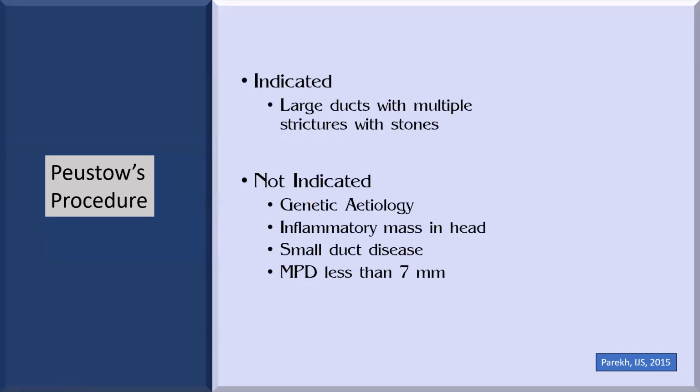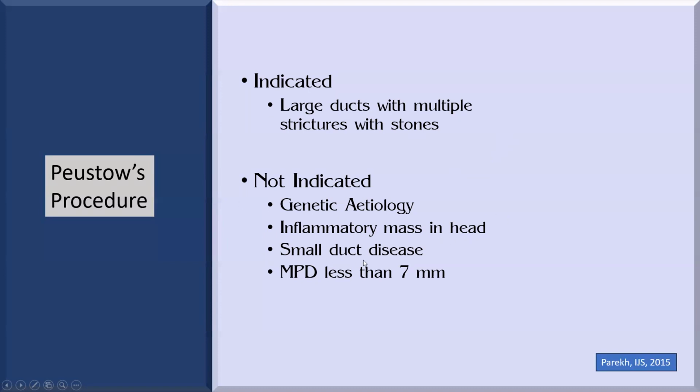Side. Yes, you will do a Roux loop. Do a Roux loop and put the jejunum onto it. Yes, okay, a Roux loop onto the duct. Now you can do it only if you have large ducts with multiple strictures and stones. You do not do a pustosis if there is an inflammatory mass in the head.